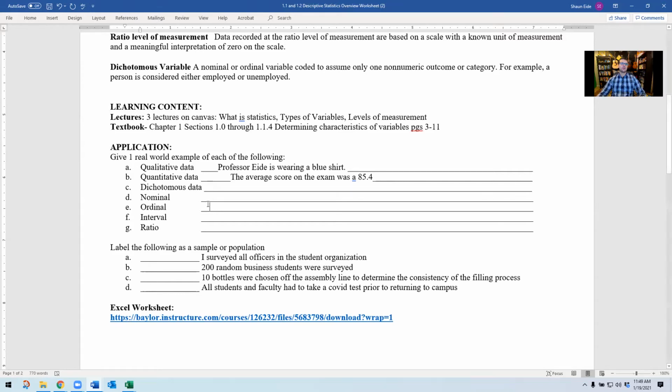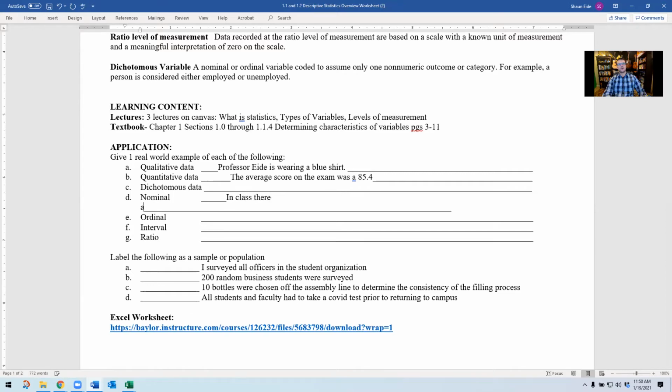And then nominal, ordinal, interval, and ratio. Make sure that you pay attention to that lecture. But for instance, give an example of nominal data. Nominal data, once again, is something that doesn't have any order. It's qualitative, so these are both qualitative. The nominal doesn't have any order. For instance, nominal data is: in class, there are, let's say, 17 males and 18 females.